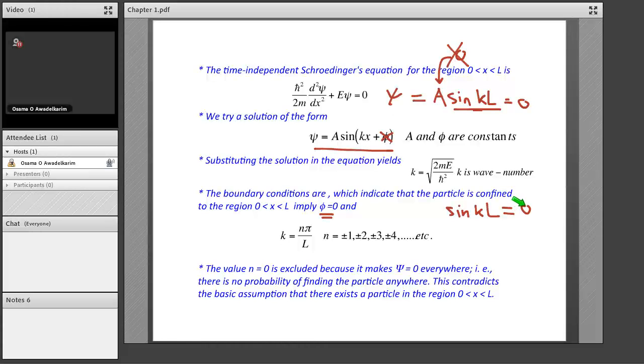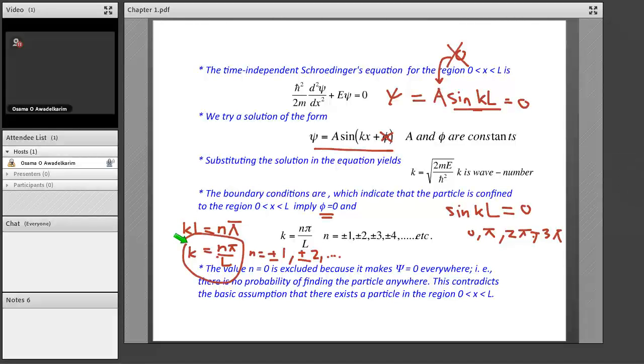If sine kL is equal to 0, then that means the angle kL should be 0, or pi, or 2 pi, or 3 pi, or 4 pi, etc. So kL should be equal to n times pi, where k should be equal to n pi over L, where n is equal to plus or minus 1, integer, plus or minus 2, etc. So that's the condition. The wave number must be an integer times pi over L.